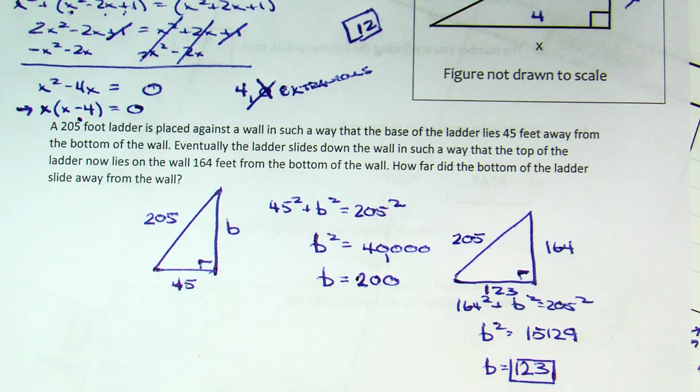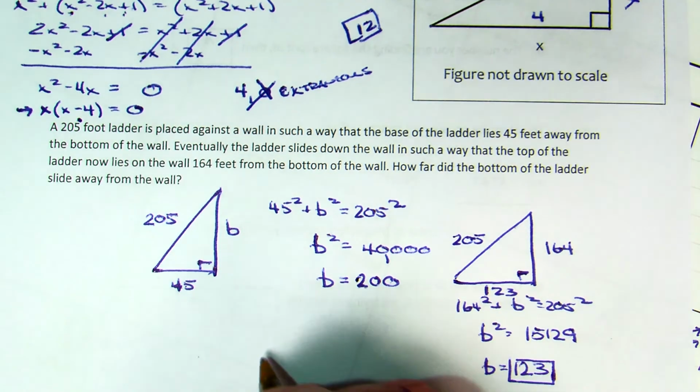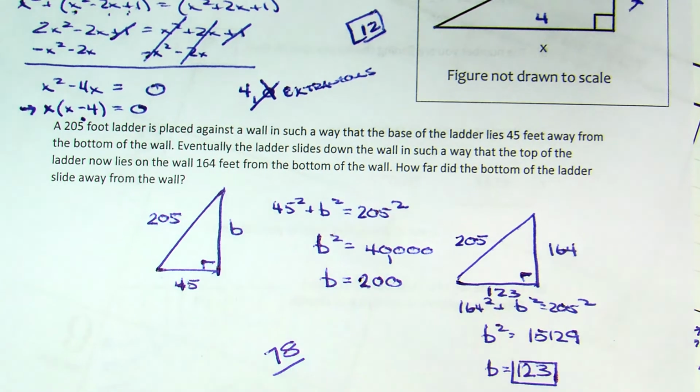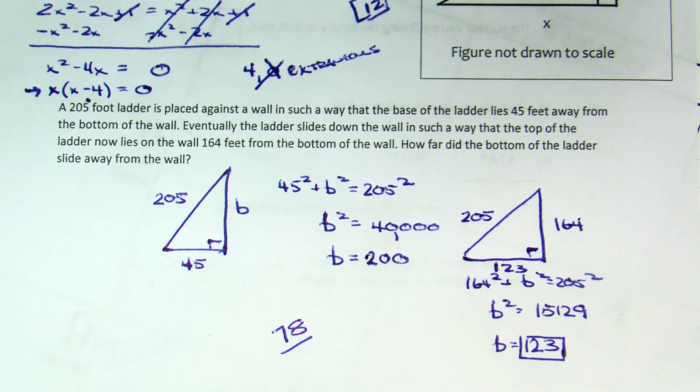Originally, how far was the bottom of the ladder away from the wall? 45. When we end up, it's 123. How would you figure out how much it moved? What would you do with the 123 and 45? Subtract. We get 70. Good?